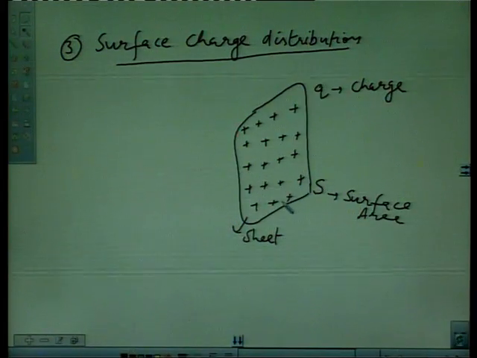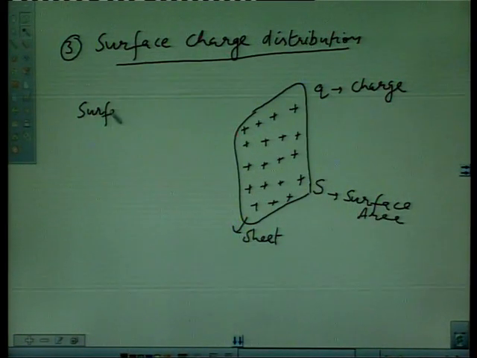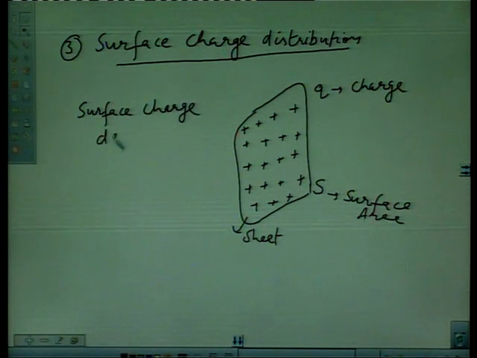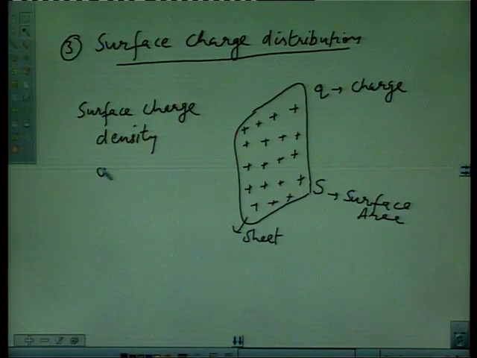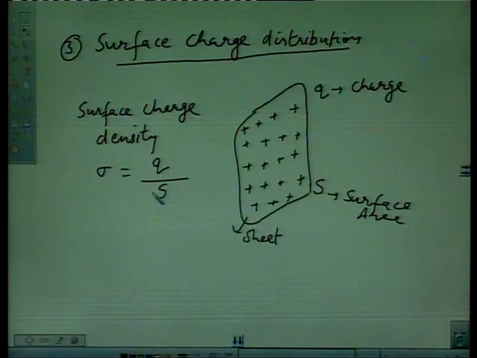So, this type of charge distribution is called surface charge distribution. Here we have surface charge density. The surface charge density is denoted by the symbol sigma. This is equal to the total charge q upon the total surface area of the sheet S. So, sigma is equal to q upon S, the surface charge density.